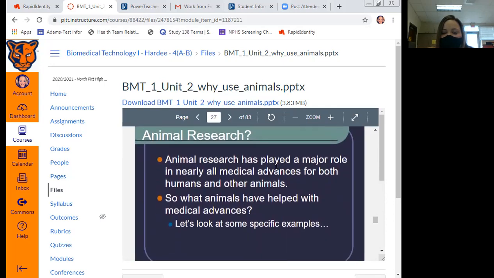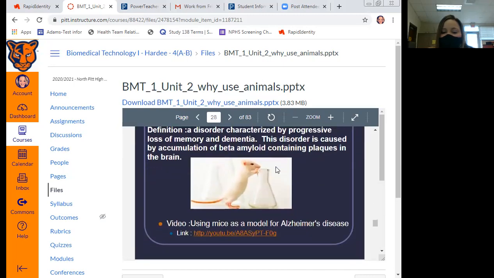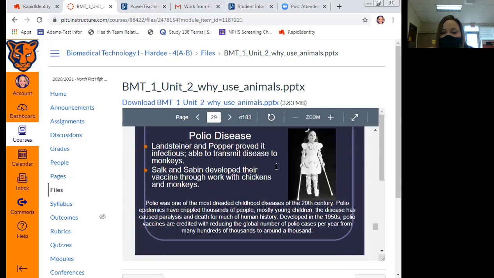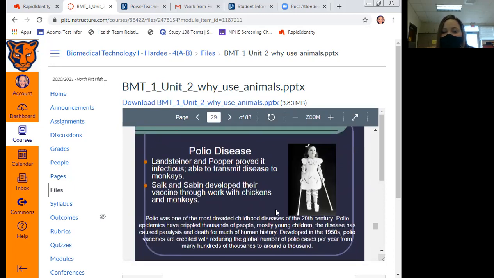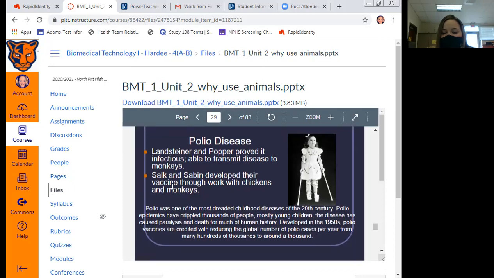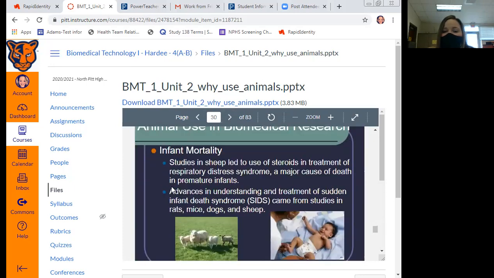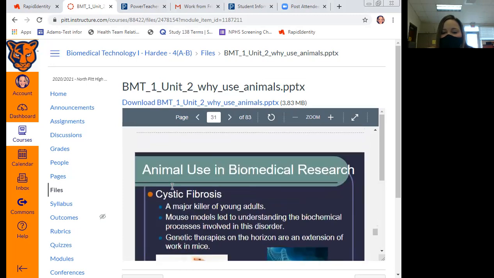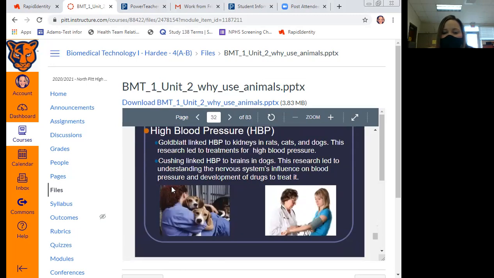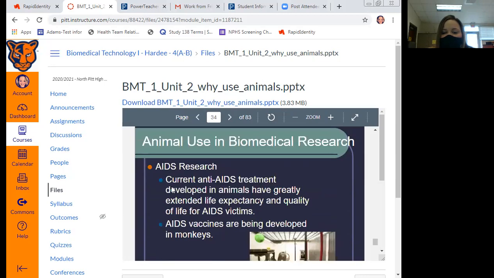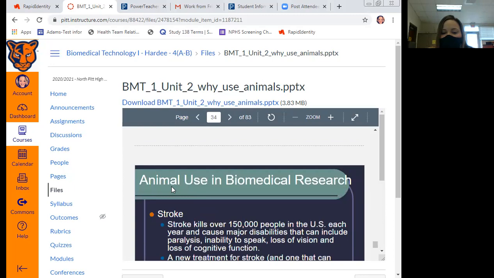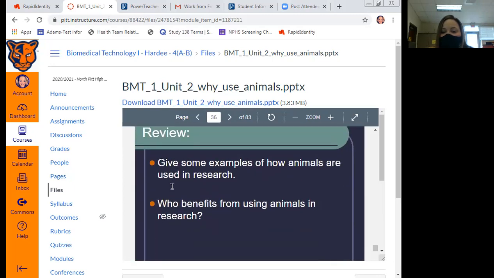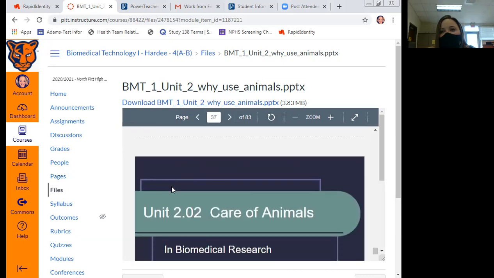All right, what have we learned from animal research? These are specific diseases that have benefited from animal research, and you do need to be aware of these. So here are some of our questions that you may need to fill in. Okay, so polio disease, Alzheimer's disease, infant mortality with infants and sheep, cystic fibrosis, high blood pressure, obesity, AIDS, stroke, and then some review. So again, you'll need to be able to do these things. And if you get to this slide, slide number 36, and you feel like you can't answer these questions, then you have a true understanding of the first unit. So that is a quick review.